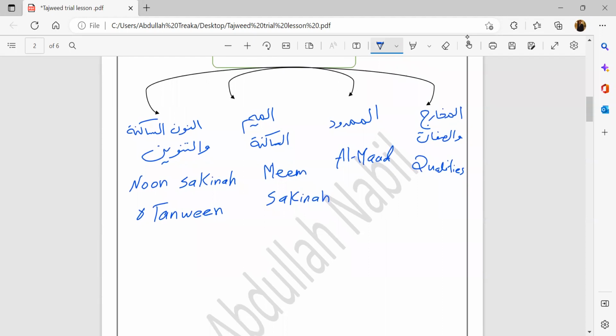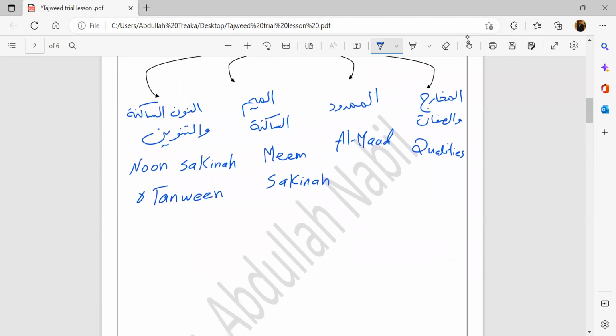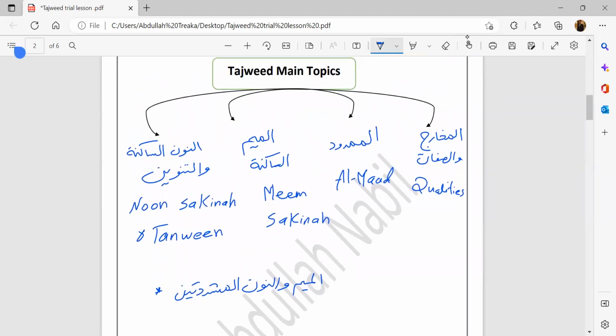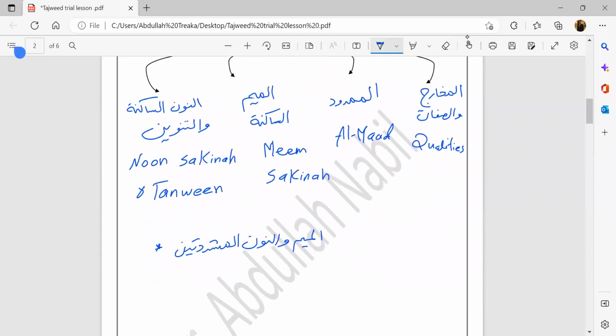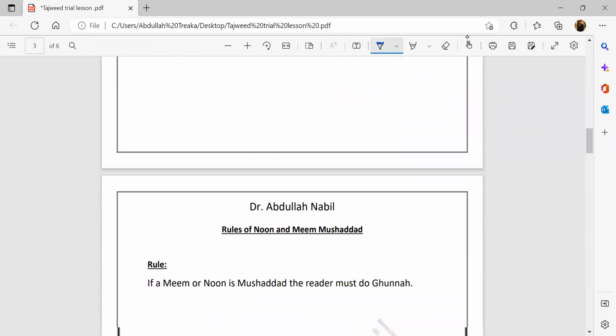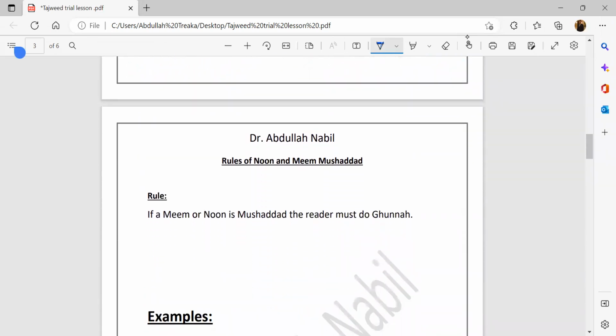Before beginning, we have a small definition. It's called أحكام الميم والنون المشددتين. Noun or meme that have shadda on it. Okay, so before the beginning of any of the 4 categories, we have to study a small definition. This is a small definition can be begin with. So this is the rules of noun and the meme mushaddadatain.